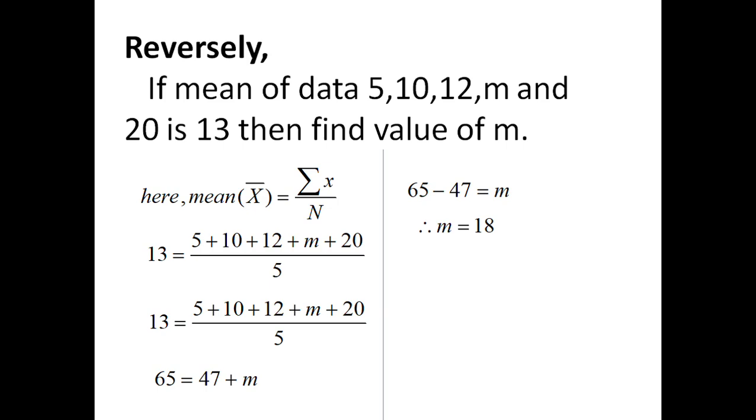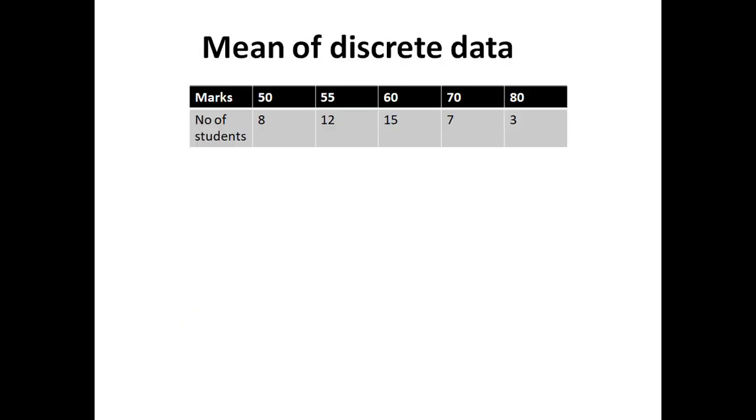Now let's go for the mean of discrete data. So first let's understand what we mean by discrete data. Their marks may be different, but for each mark, there may be so many people. Suppose here 50 marks is obtained by 8 people, 55 marks is obtained by 12 students, 60 marks is obtained by 15 students, likewise 70 by 7 students, and 80 by 3 students.